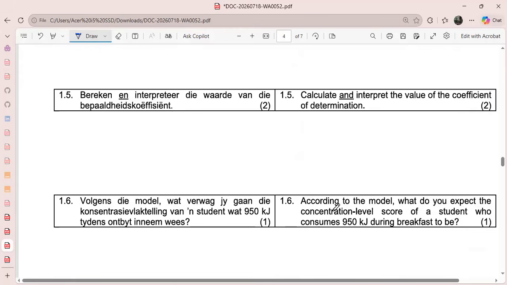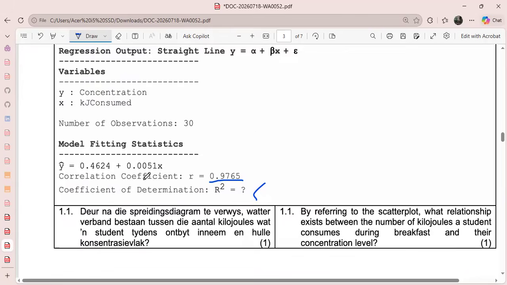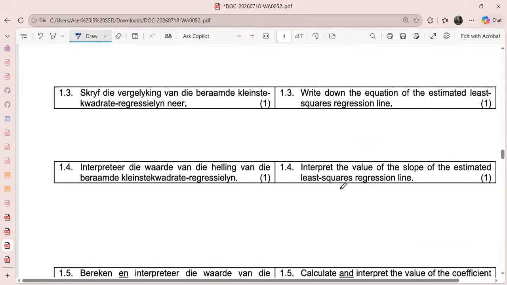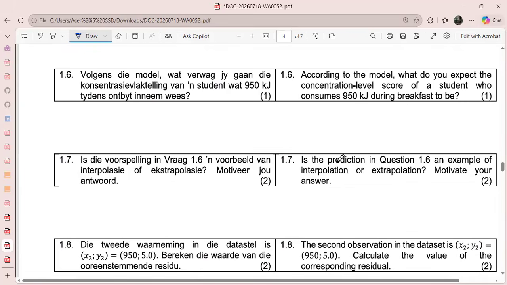Then you look at your equation, where you see X, you put 950, and then you get the answer. Then they want to ask you whether the prediction is based on interpolation or extrapolation. If it's inside the observed X interval, the observed X values, then you say it's interpolation. But if it's outside the observed X values, then that's extrapolation.